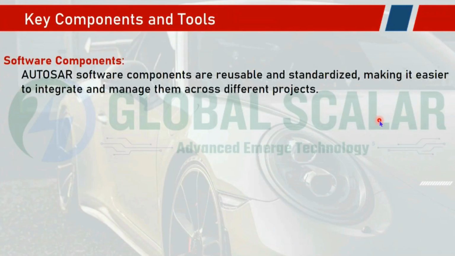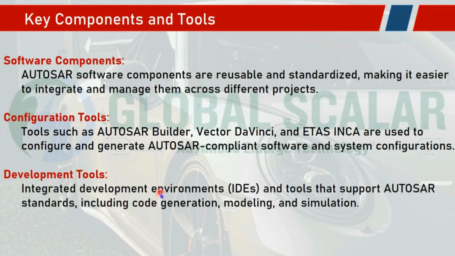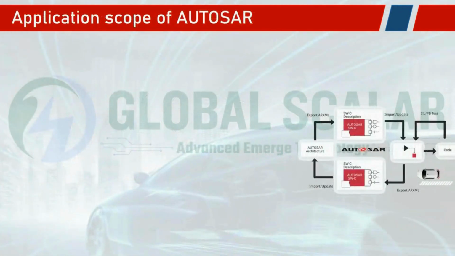What are the main key components under the tool? Software component. So here the Autosar software components are used for reusable and standardized, making it easy to integrate and manage them across different projects. Configuring tools like Autosar Builder, Vector DaVinci, and ETAS INCA are the tools used for configuring and generating the Autosar software configuration. And for the development tool, we have an IDE, integrated development environment, that will support the Autosar standards, and it includes code generation, and modeling and simulation can be performed.